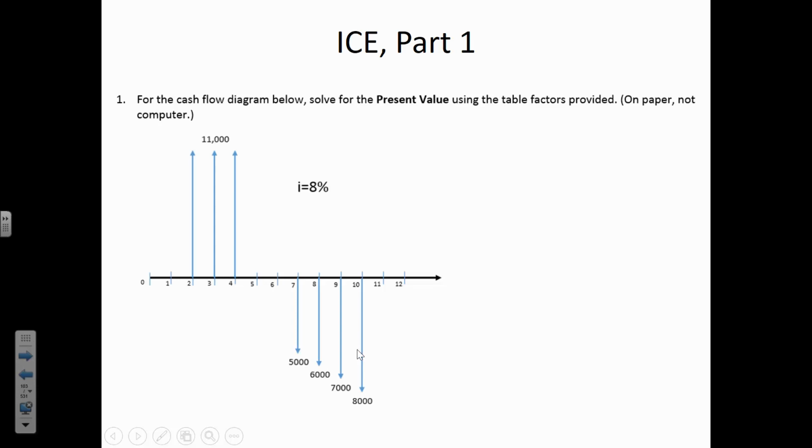So for this part 1, you're not using Excel. You're going to do it with the factor tables that are on the page. Once you finish that, on the back side there is an Excel problem. So this cash flow diagram is similar to the one you just saw. What I suggest you do is outline your procedure.